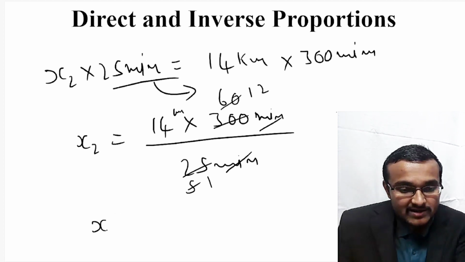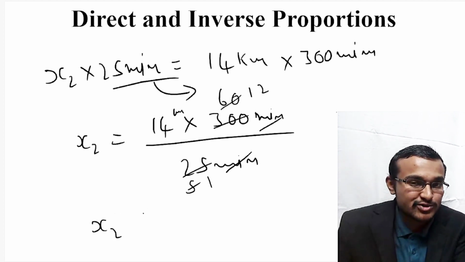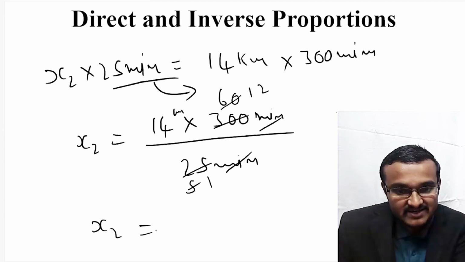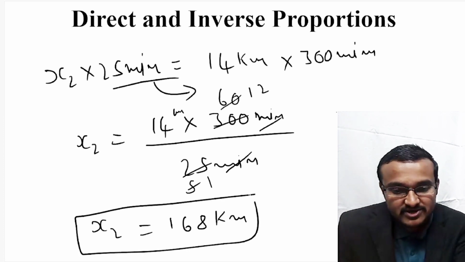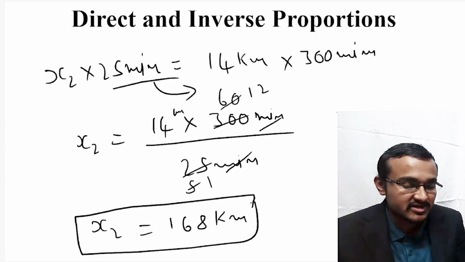So 14 into 12. So what is 14 into 2? 14 into 2 is 28. 28 plus 140 will be 168. So 168 kilometer is the answer for this particular 10th question in this particular exercise.